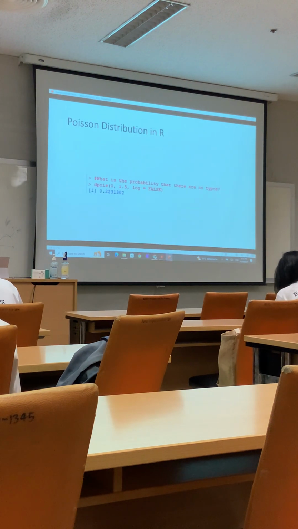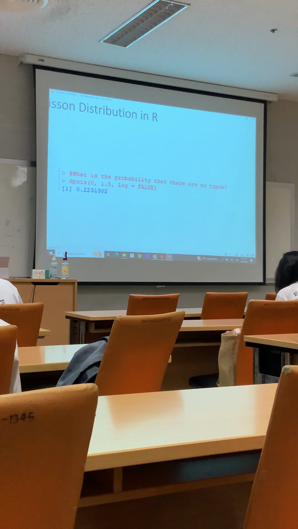Okay, let's see. So this is what I'm using. The first argument is the value of y that you want. So I want y equal to 0. And the second argument is lambda, which is 1.5. You don't have to specify log equal to false. This is for when you want a log version of the Poisson distribution, and we don't want that. So the default is log equal to false, or you can just ignore it, you don't have to type this. And you can see that it gives me the same answer that I just showed you, and also what you saw in the calculator. It's 0.2231302.